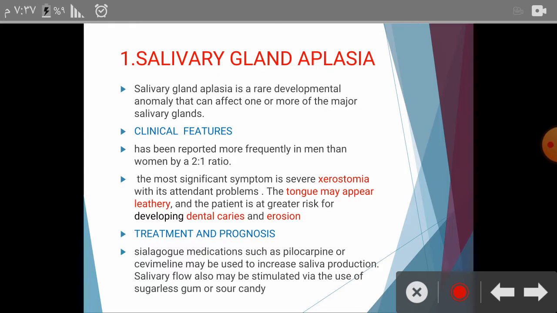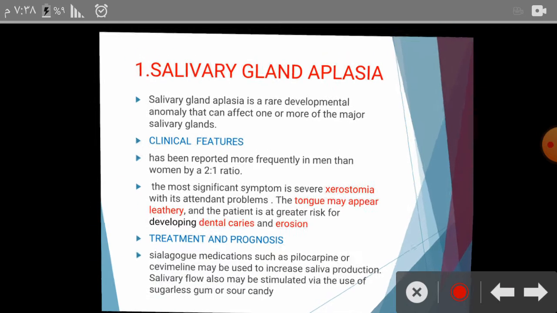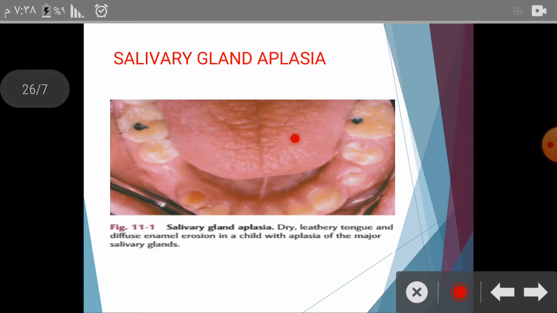The most common symptom is xerostomia, the tongue appears leathery, and the patient is more susceptible to dental caries and erosion. The treatment is by sialagogue medications such as pilocarpine or cevimeline, which may increase salivary production, and salivary flow is stimulated by the use of sugarless gum and sour candy. Like in this picture, we have the leathery tongue, susceptible to caries and erosion.